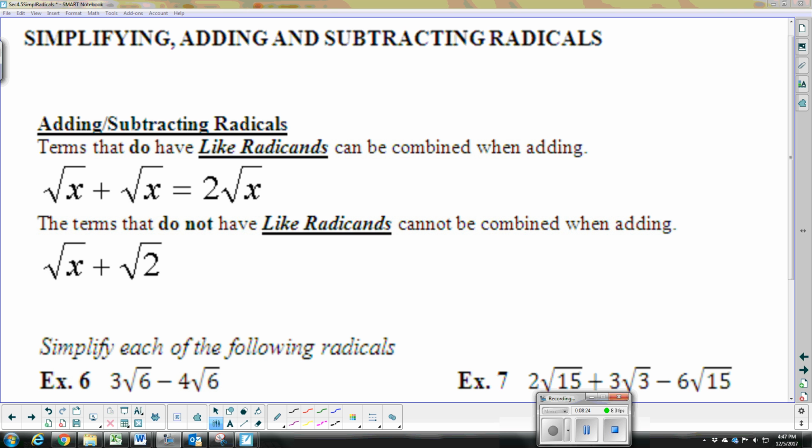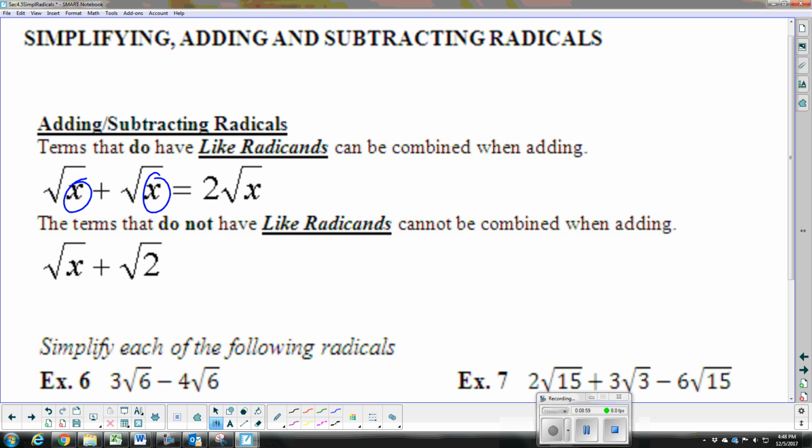All right, the next part is about adding and subtracting radicals. So once we know how to simplify, we can then add or subtract. Just like when you're adding or subtracting fractions, you want a common denominator so you can actually add or subtract them, and then you'll simplify. So when we're adding or subtracting radicals, we can only add terms that have like radicands. So again, radicand is the number inside the radical symbol.